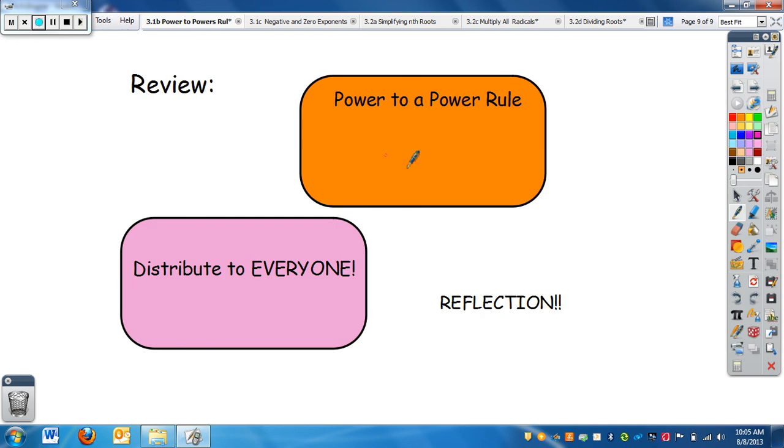Alright, to review, we have the power to a power rule, which is where we end up multiplying exponents. So if x to the m to the n, that means x to the m times n. And then you're kind of distributing to everyone. Everyone is included. And this is why I make you write it out, because a lot of students miss this. They leave out certain things that don't get the exponent, and then they end up getting it wrong. So hopefully this strategy will help prevent that.